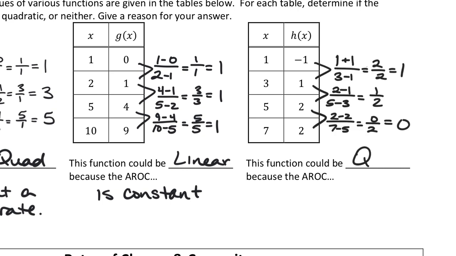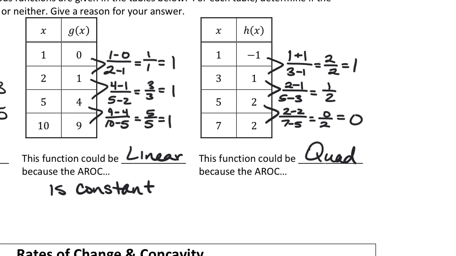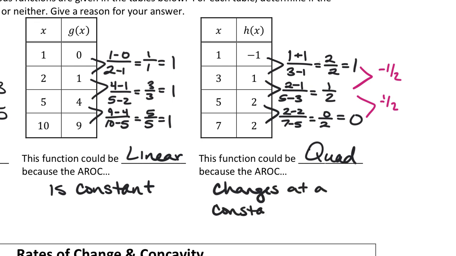It is actually quadratic. Whoa, let's talk about the changes in the average rates of change. And I know fractions freak everybody out. How do I go from 1 to 1/2? Minus 1/2. How do I go from 1/2 to 0? Oh my gosh, these are actually changing at a constant rate. So it is quadratic because the average rate of change changes at a constant rate. That rate just happens to be -1/2.